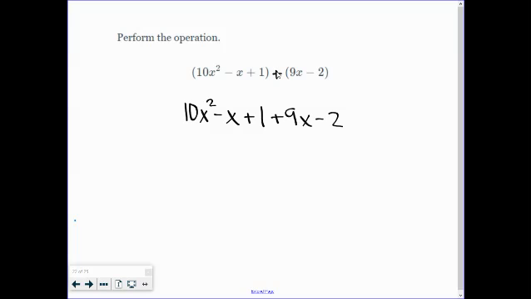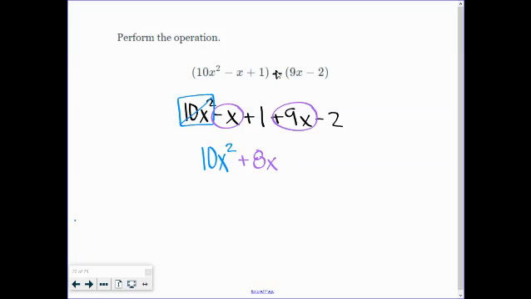Like terms, I'm going to start with putting a box around anything that has x squared. Oh, well, there's nothing else. So I've got 10x squared in my final answer. Then I'm going to put a circle around anything with an x. So I've got 9x and negative 1x. That's going to give me positive 8x.